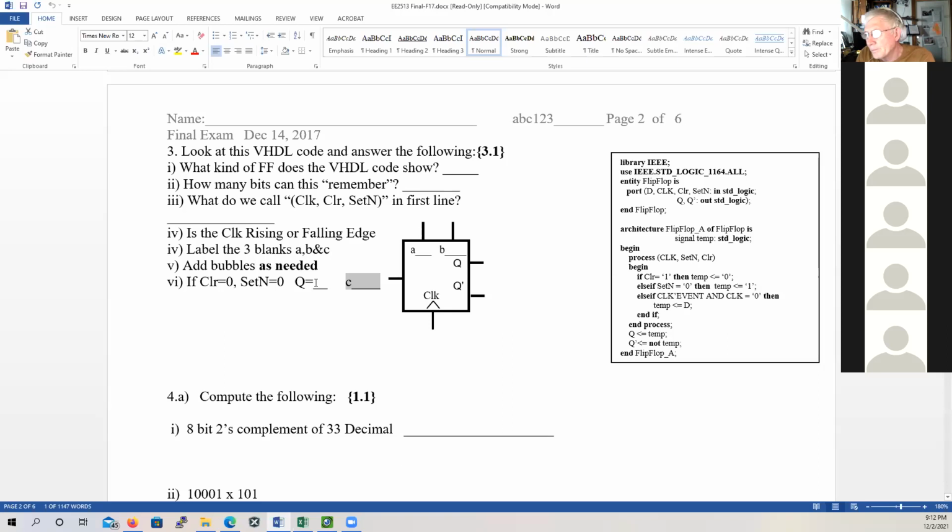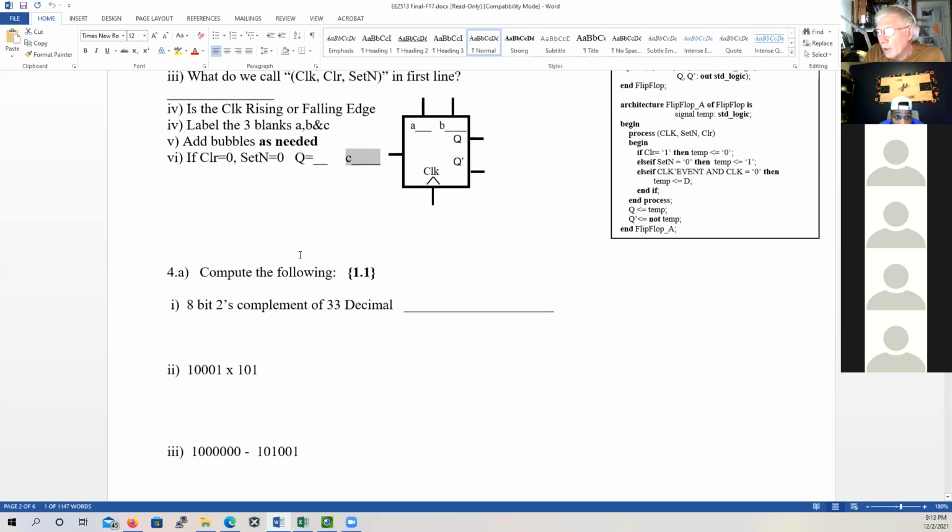Okay. And then if clear equals 0 and set not equals 0, what does Q equal? 1. Yeah, that's right. That's because the clear is active high, so it wouldn't do anything. But the set is active low, so it would force it to a 1 state. And then D would be ignored, but you're not even told what D is, so it doesn't matter.